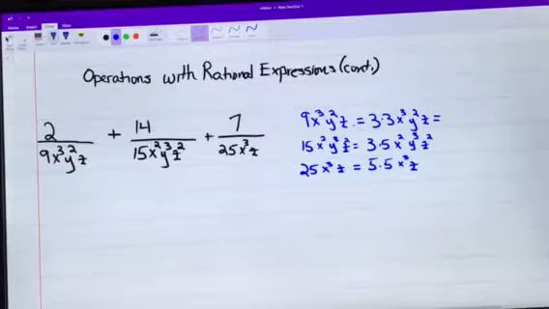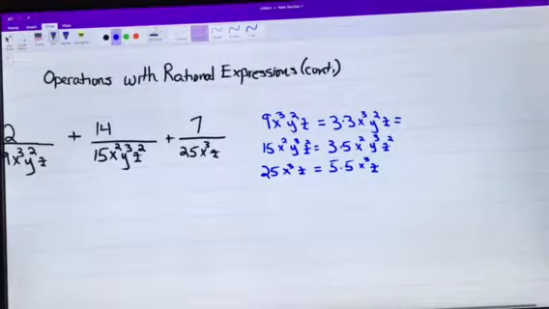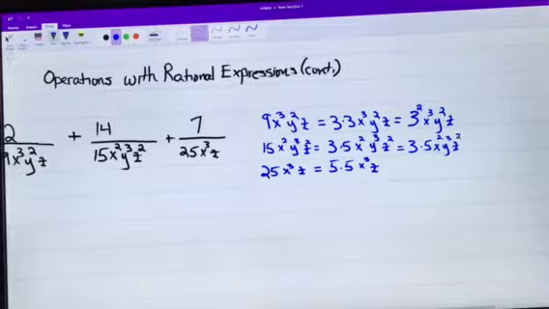If you notice, for 9x cubed y squared z, the factor of 3 is going to repeat. If I put this repetition in exponential terms, I have 3 squared times x to the third times y to the second times z. Again, for 15x squared y cubed z, it is first order in both 3 and 5. Now for 25x cubed z, 25 is the square of 5, times x to the third times z.